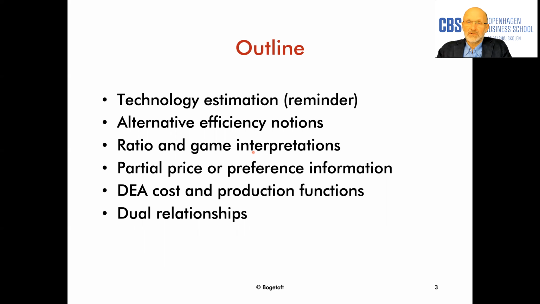And then we move to the second section where we're going to discuss ratio and game interpretation of the DEA program. So a rather different way to interpret the program. Instead of thinking of proportional reductions, there are some alternative ways that you can think of the efficiency program that can be very useful in some contexts. And we're also going to discuss how you can include partial price information or some preference information into the analysis, so as to get more refined measures of efficiency.